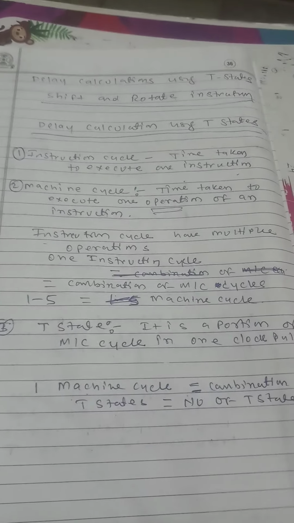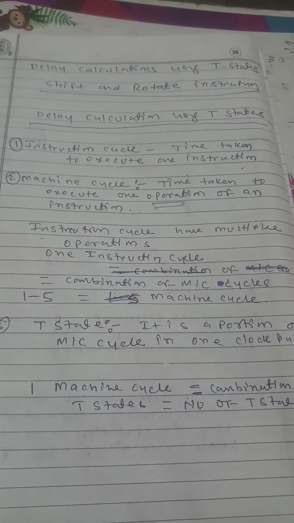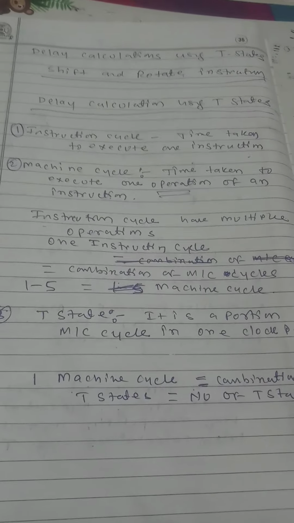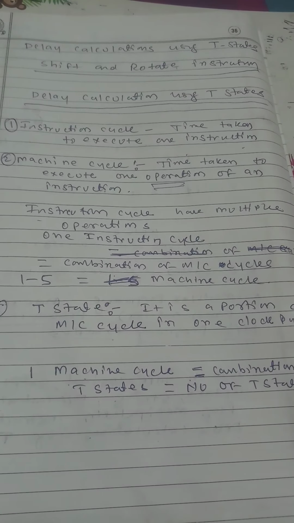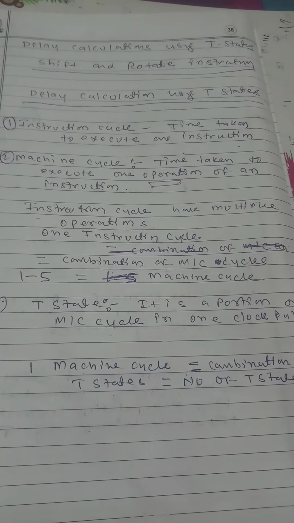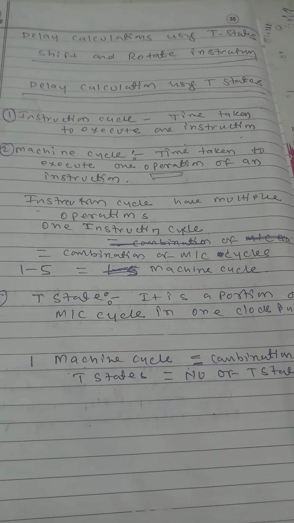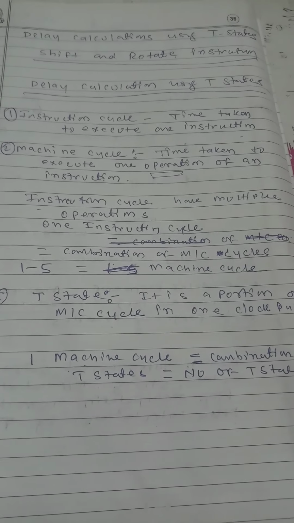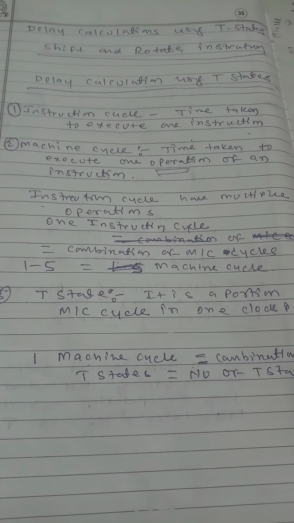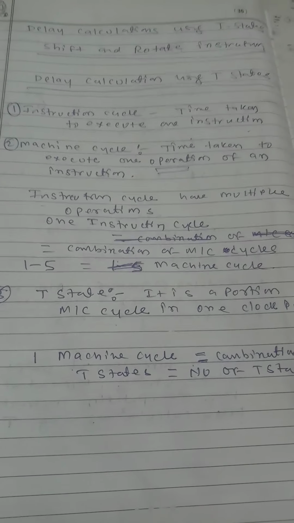So one machine cycle, and again we have multiple machine cycles. In one instruction cycle, we may have 1 to 5 machine cycles. So based upon the instruction, they vary with different machine cycles. So machine cycle is the time taken to execute one operation of an instruction cycle.